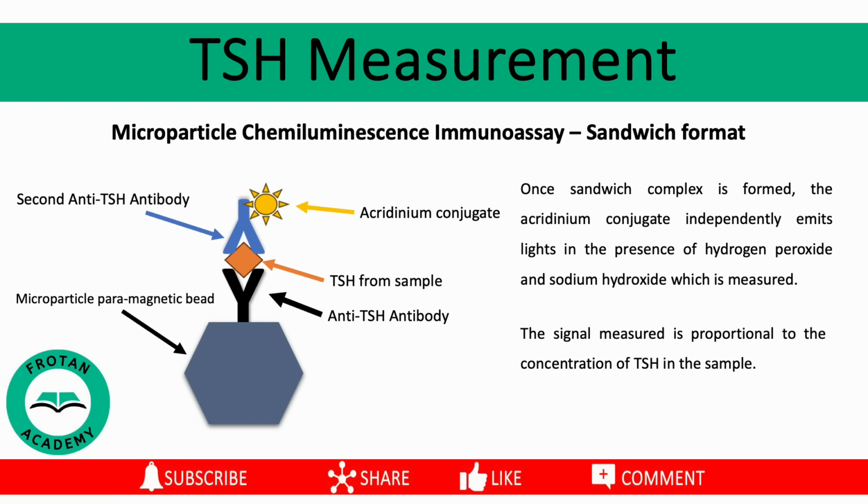Secondary anti-TSH antibodies labeled with acridinium conjugates are added, which bind to the immobilized TSH, forming a sandwich antigen-antibody complex. Pre-trigger containing hydrogen peroxide and trigger solution containing sodium hydroxide are added, which results in a chemiluminescent reaction. This is because the acridinium conjugate independently emits light in the presence of hydrogen peroxide and sodium hydroxide, which is measured as relative light units. The signal produced is proportional to the concentration of TSH present in the sample.